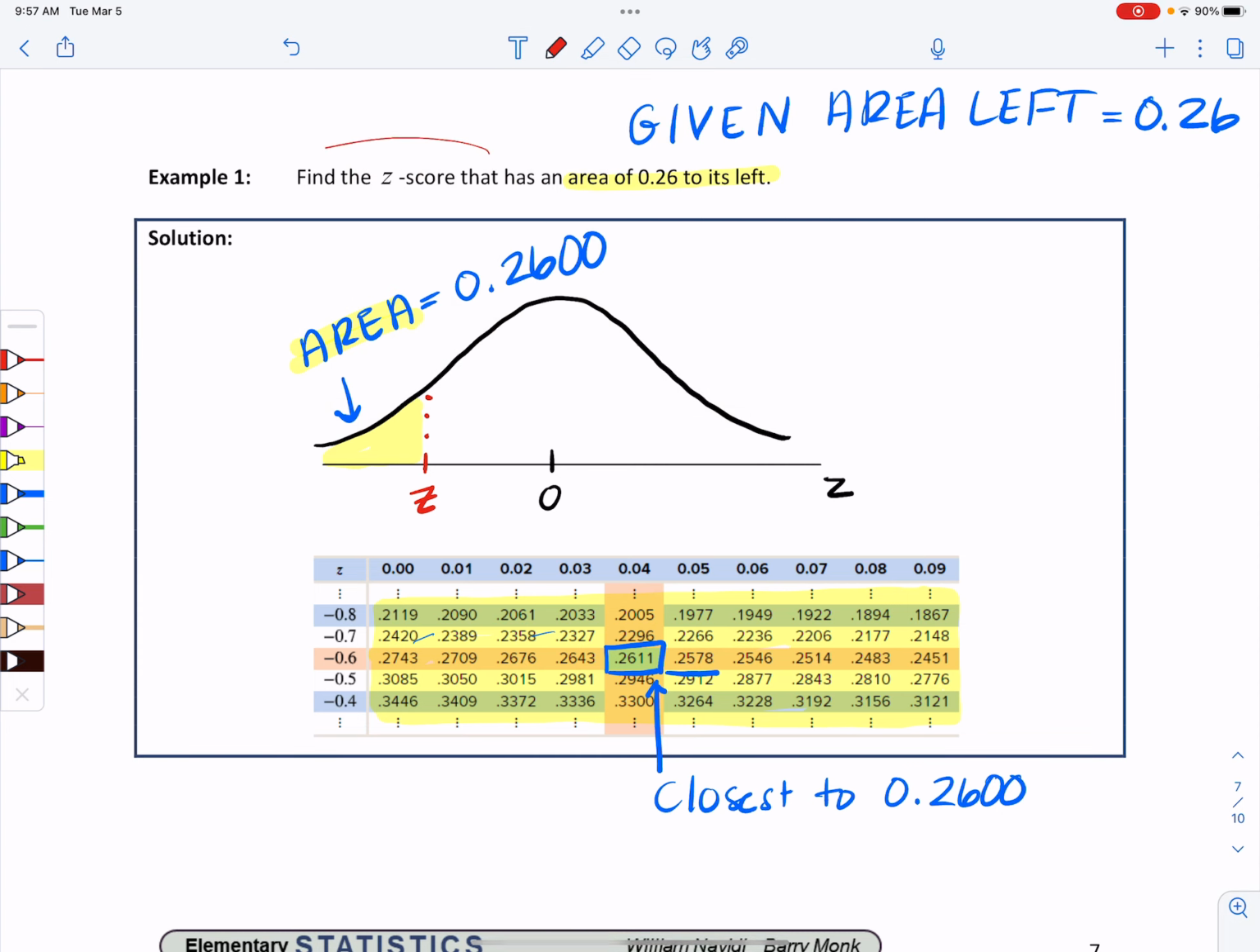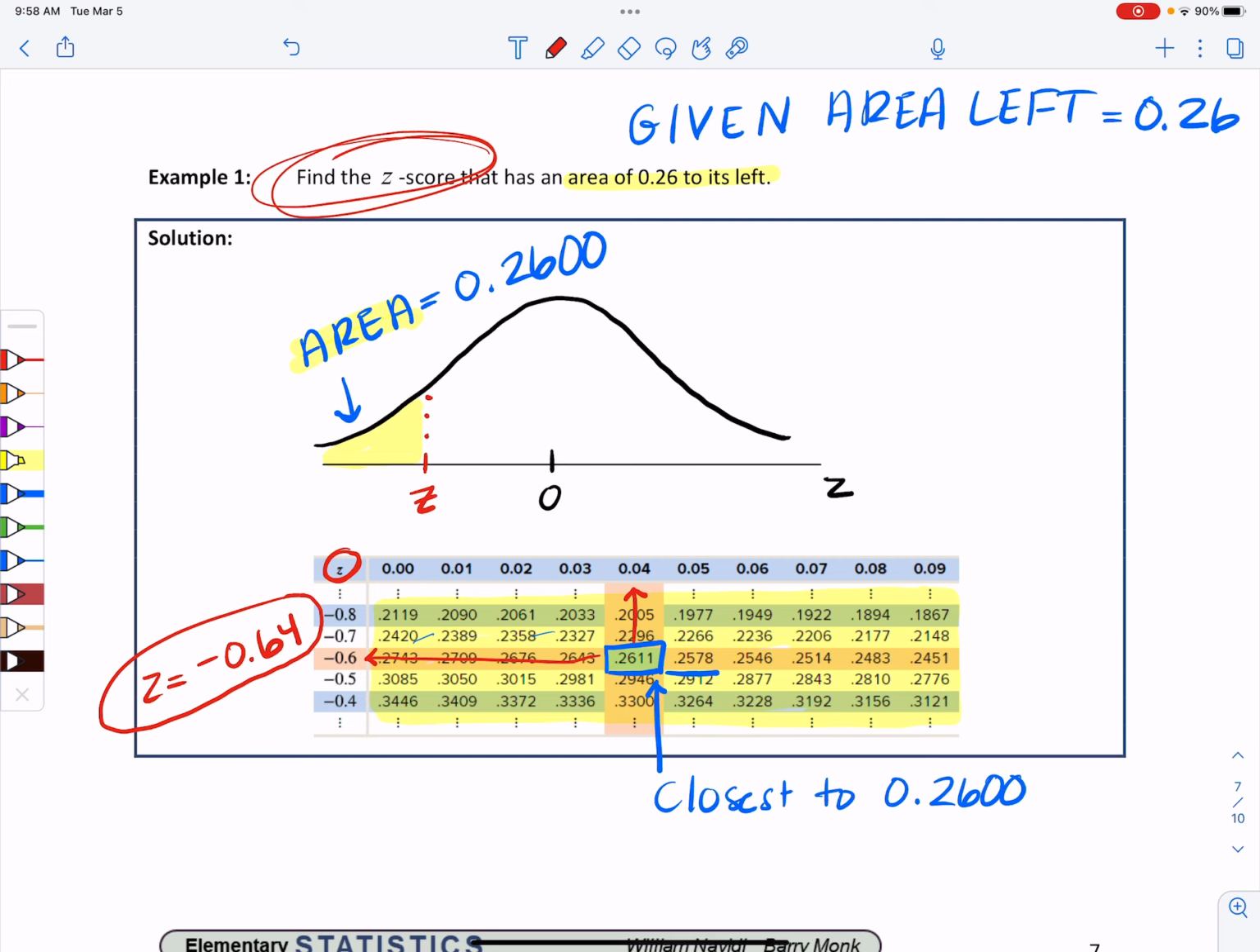But then you have to remember, you're not finding an area, you're finding a z-score. And your z-scores are on the outer edges of your table. So find the closest area, then use the corresponding row to get the value to 1 decimal place. In this case, that's negative 0.6. Use the corresponding column to get the second decimal place, which in this case is a 4. So the z-score that has an area to its left of 0.26 is negative 0.64.